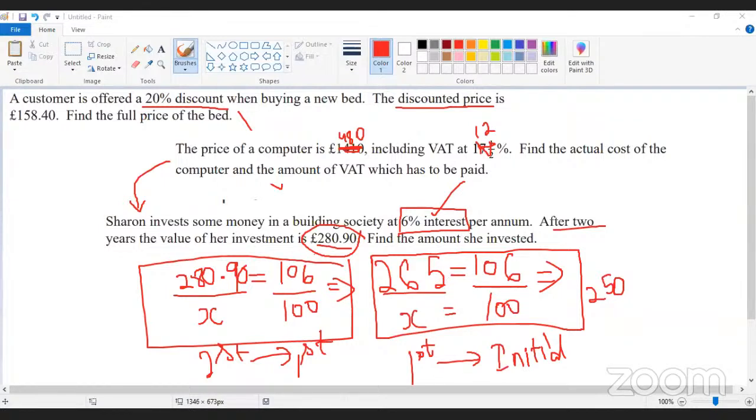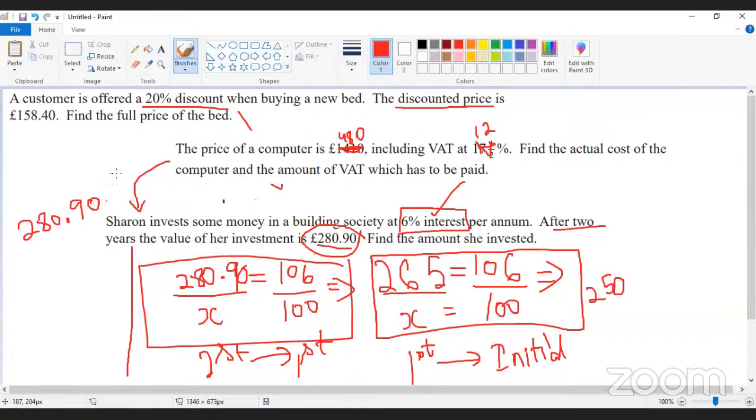Is that clear? See, the investment is for 2 years. Is that clear with that statement? Yes, sir. Okay. So after the 2 years, he came to know that he got 280.90 as his investment fund. Is that clear? Yes, sir. Now, every year, what is the interest? 6%. Yes. So every year, 6% she invested.